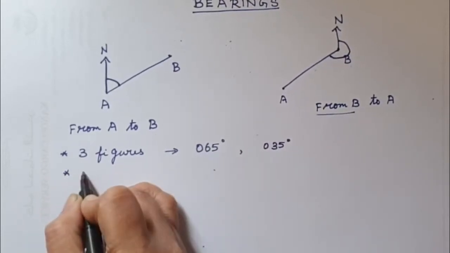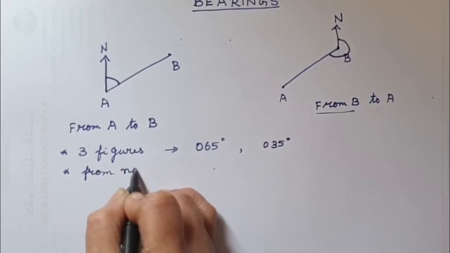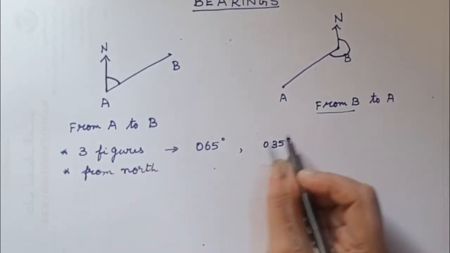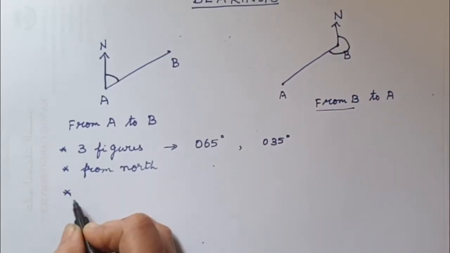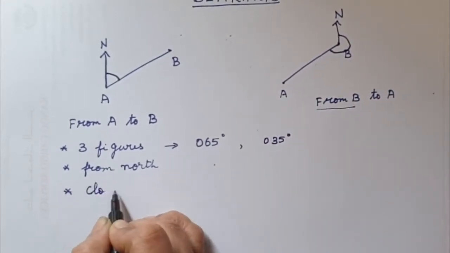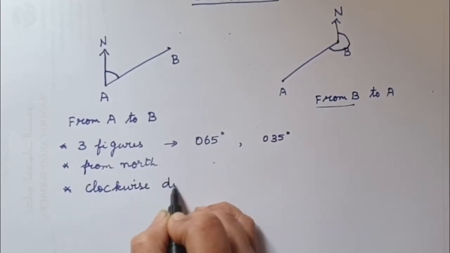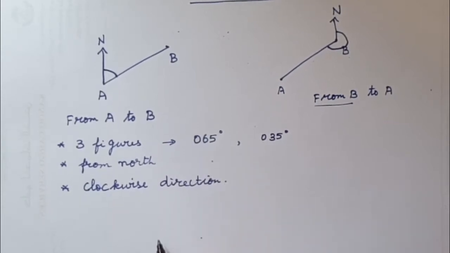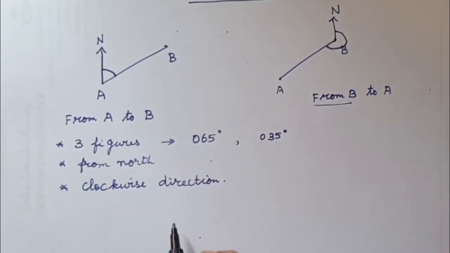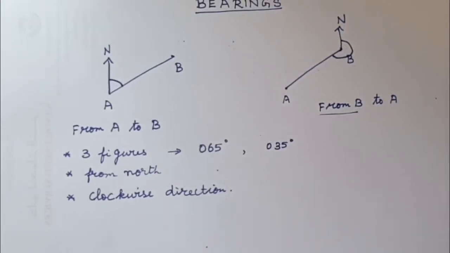Then it is always calculated from north, so it is always calculated from the northern direction. The third thing is, it is always calculated in the clockwise direction. These bearings are used along with the sine rule, cosine rule and so on to calculate whatever measurements we need.